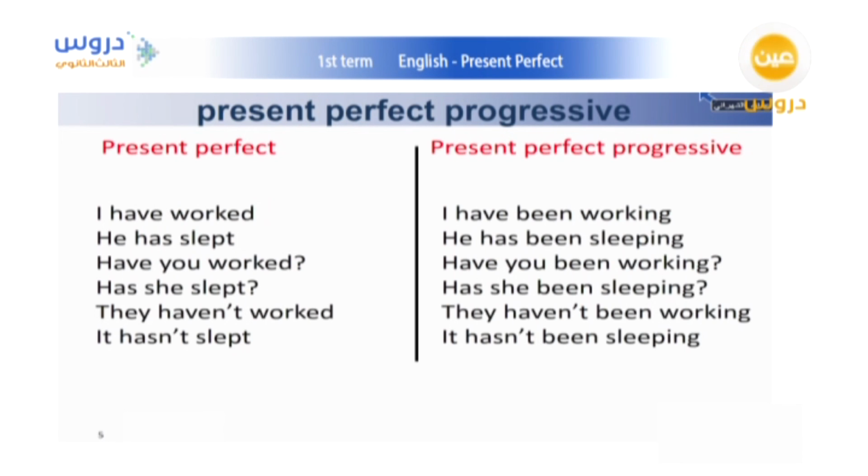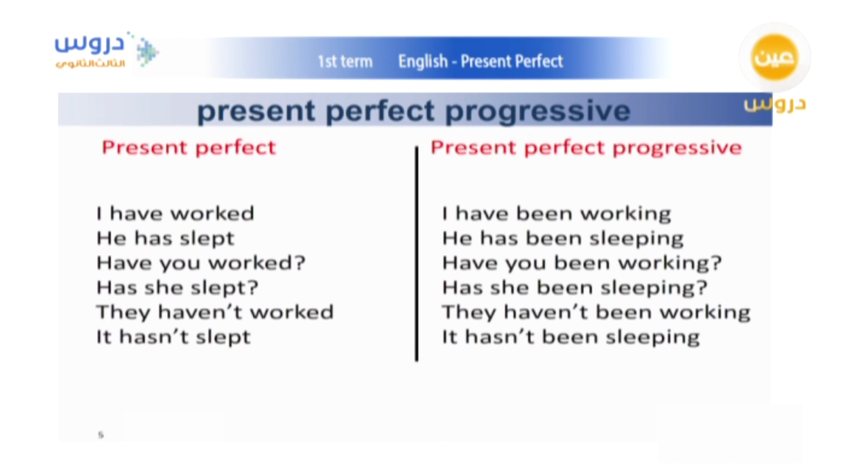Now we just try to remember what are the pronouns that come with have or has. So I can say in English, I have, he has. Now with the question, just reverse: have you, has she. And with the negative form, I can say they haven't worked, and this is a regular verb. It hasn't slept, and this is an irregular verb. With the present perfect progressive, I have been.